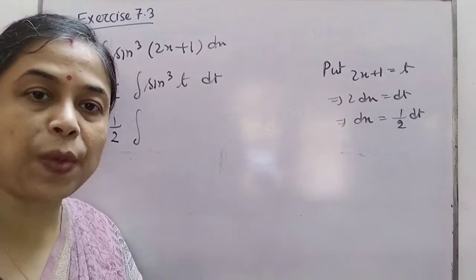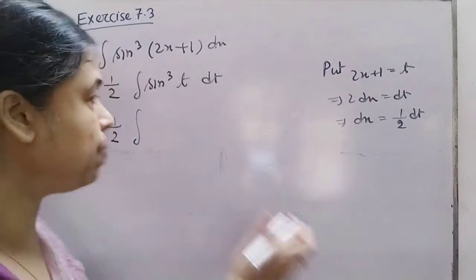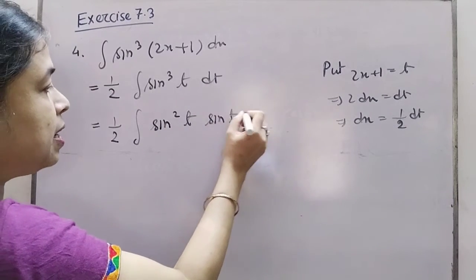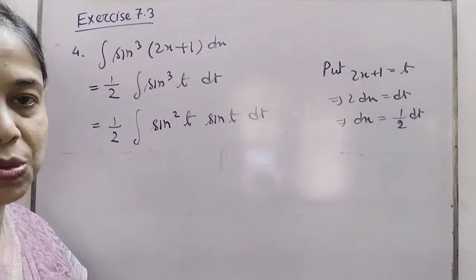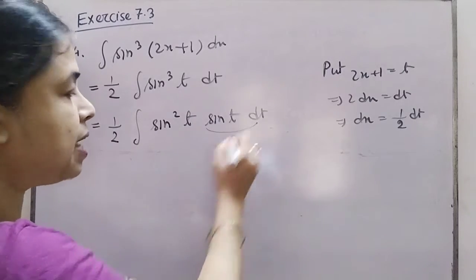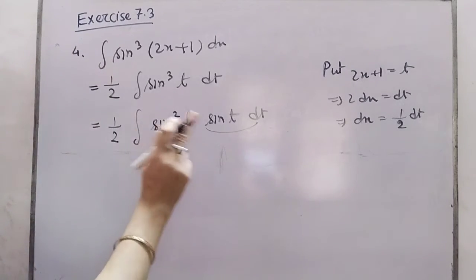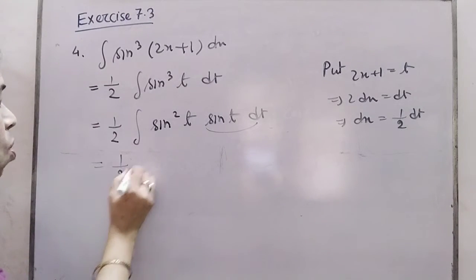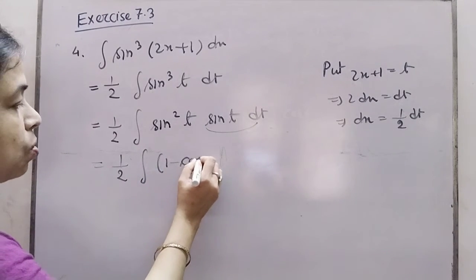Yes, separate square and odd. Take one odd outside and the rest remains even. Sine square t into sine t dt. Again I have to use substitution because I have to get sine t dt. So this can be obtained when I put cos. So convert this sine in terms of cos using 1 minus cos square t.